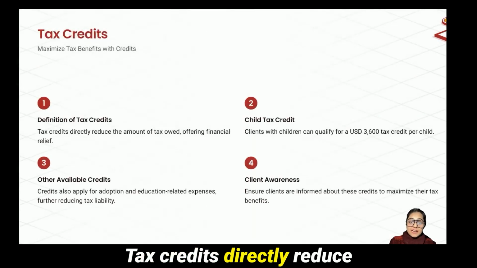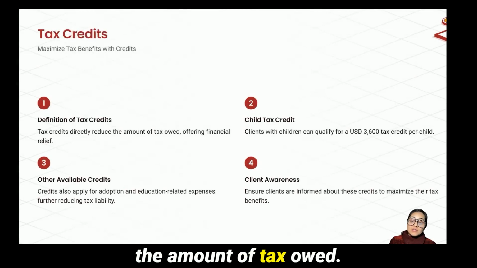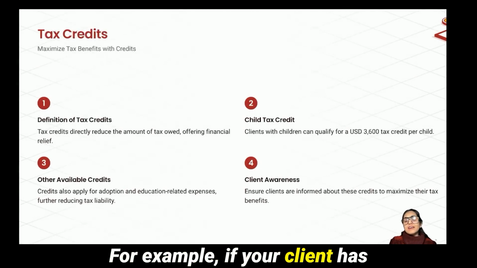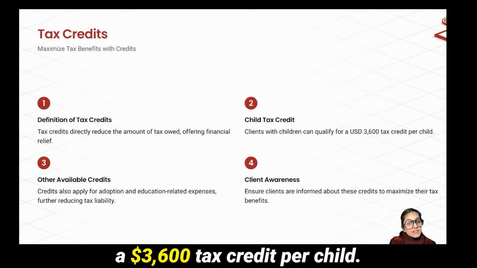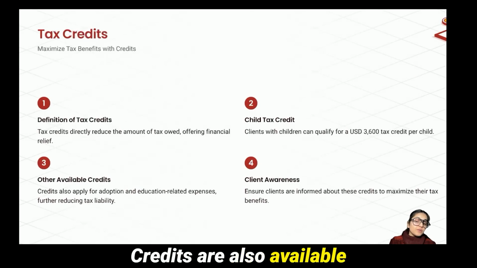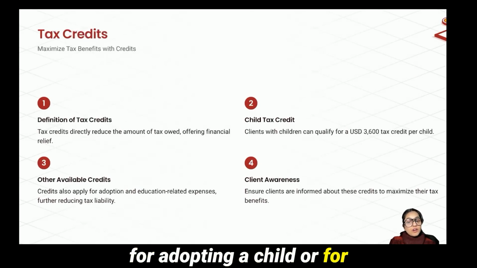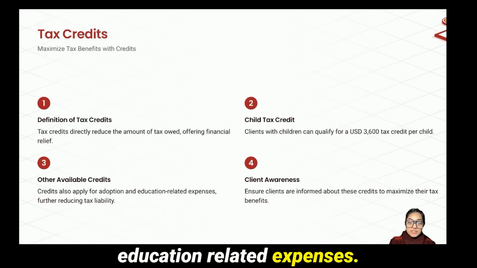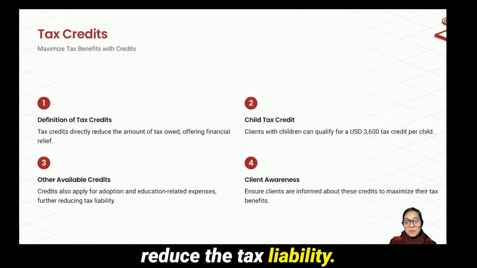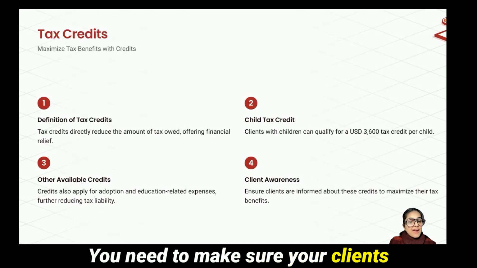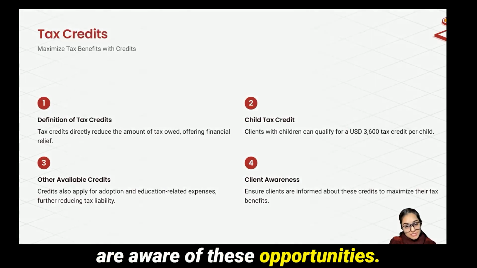Tax credits directly reduce the amount of tax owed. For example, if your client has a child, they can qualify for a $3,600 tax credit per child. Credits are also available for adopting a child or for education related expenses. These credits will further reduce the tax liability. You need to make sure your clients are aware of these opportunities.